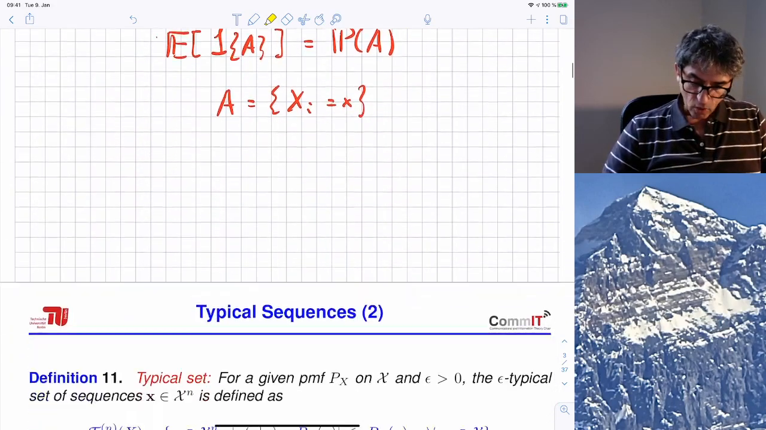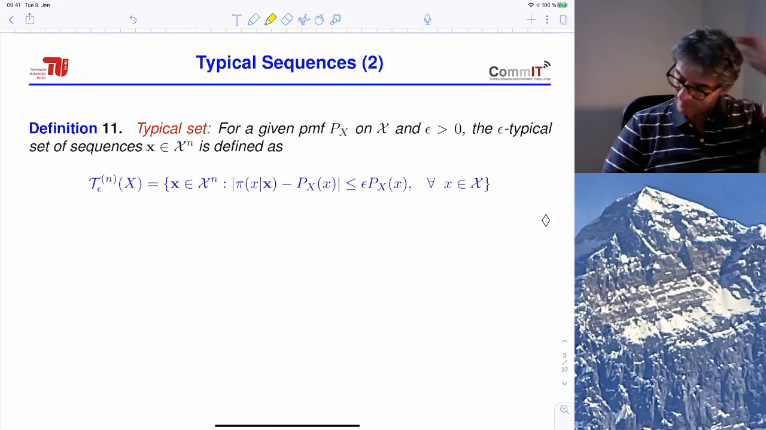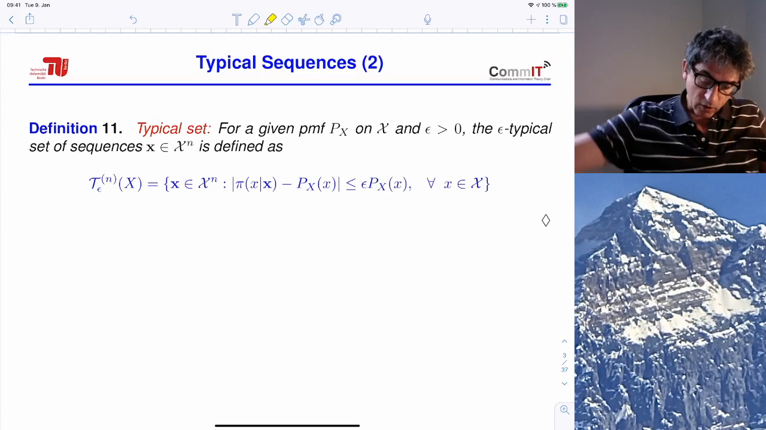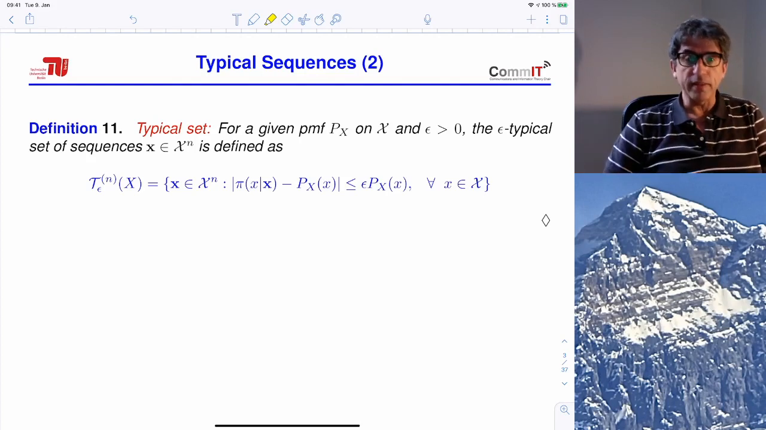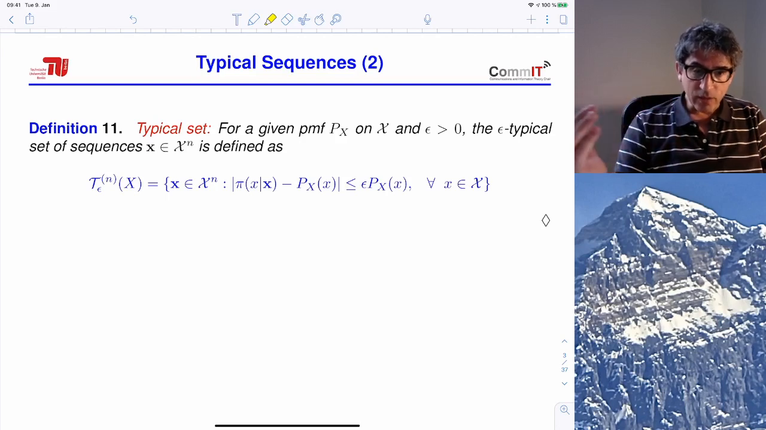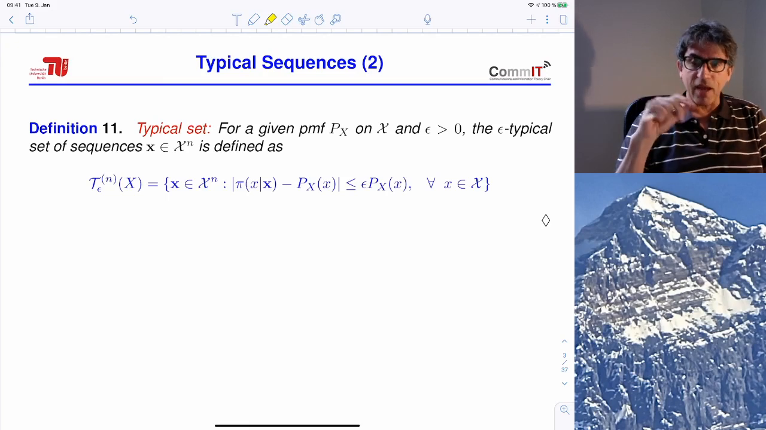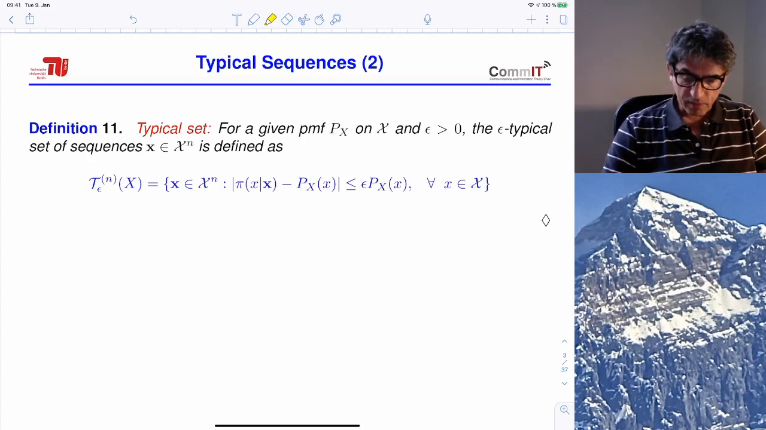So we may expect that if I take a long random sequence, the empirical frequencies for all the symbols are close to the true probabilities. I can define a typical set, which is the set of deterministic sequences whose empirical frequencies are close to the true probabilities. So these are the sequences that behave typically, in the sense of empirical frequencies, with respect to a certain probability distribution, a certain PMF P_X.